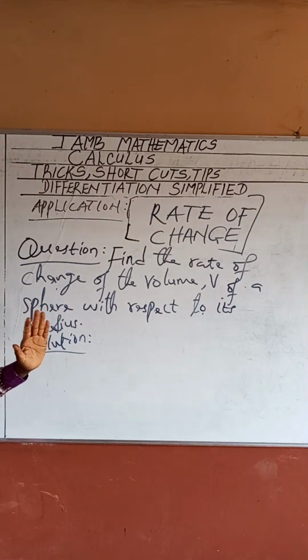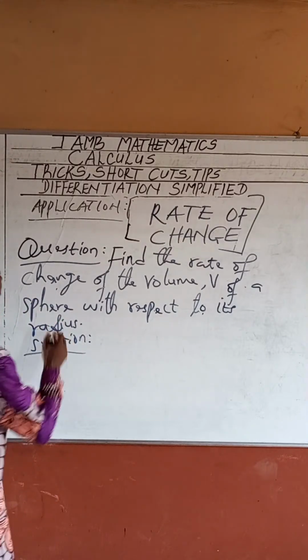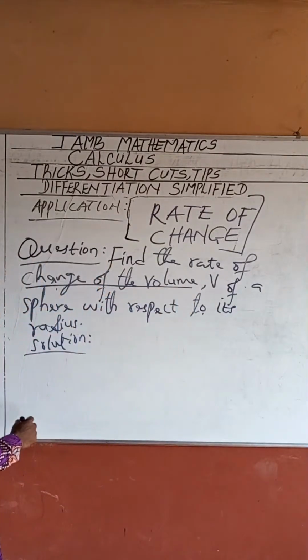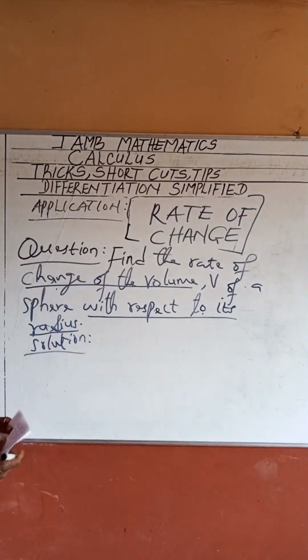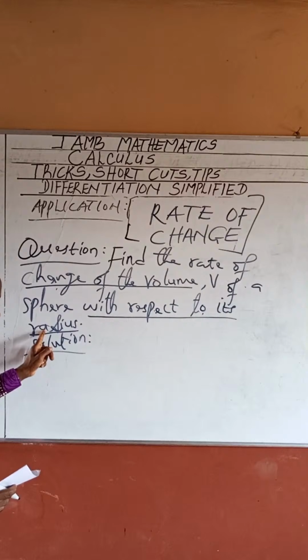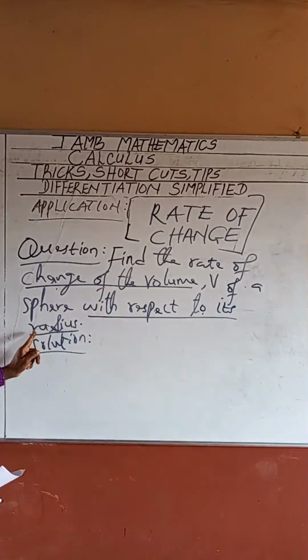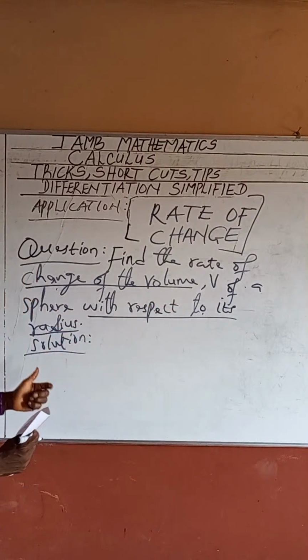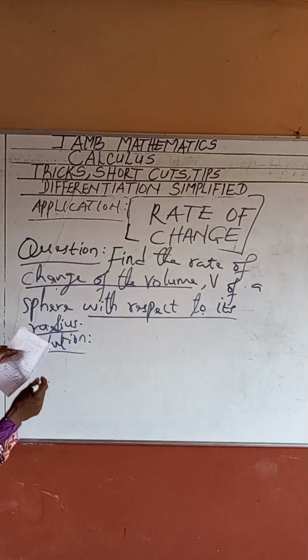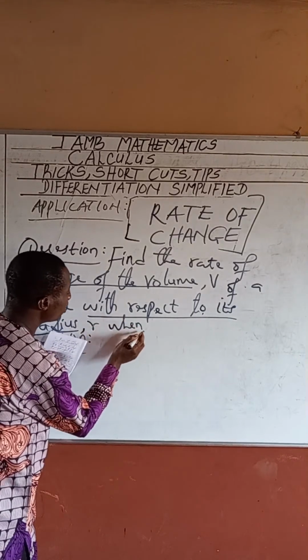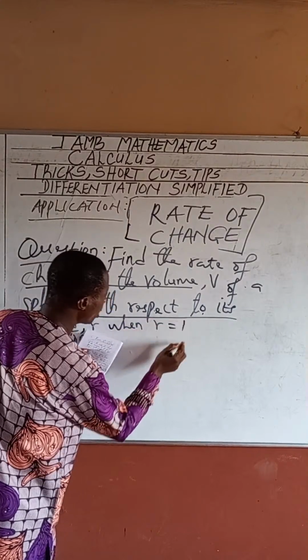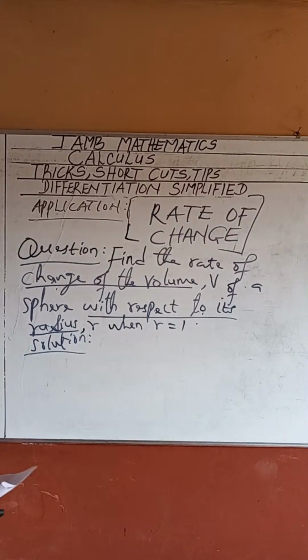What are the things we need to note here? Look at it. Where there is a change in volume, and with respect to what? To its radius. That is dV/dr, with respect to its radius R, when R is equal to 1. This is the simple way the question presents itself to us. All examination bodies can present this to us.